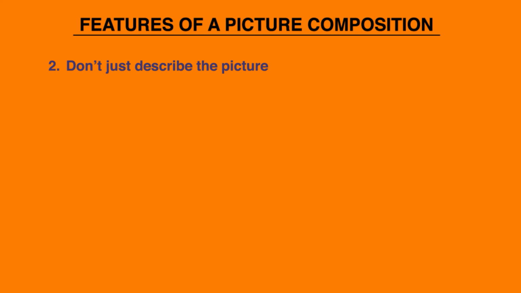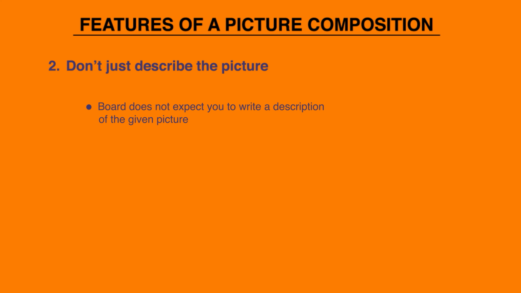Number 2, don't just describe the picture. The most important point is that you are not just asked to describe the picture. Many students get confused and think that all you have to do in a picture composition is to just give a description of the picture that has been given to you. But that is not what the board expects of you. Please do not make this mistake. Many students make this mistake. They just look at the picture, they describe whatever they see on the picture, and they think that they'll get marks. But the board does not expect this from you.